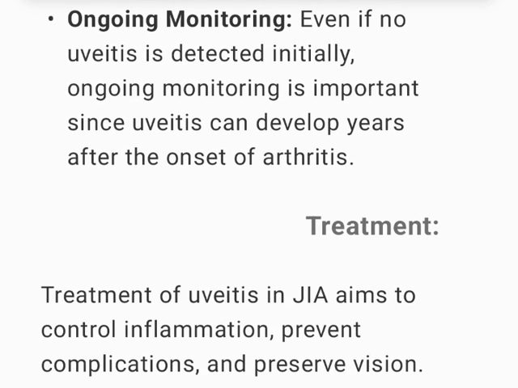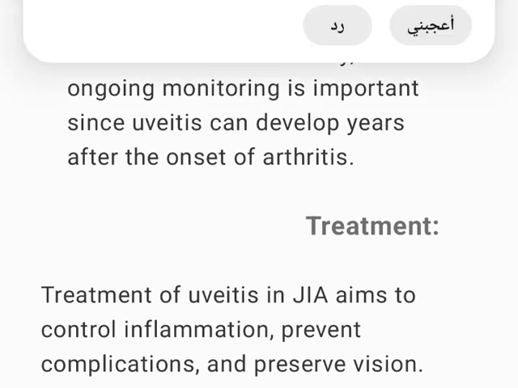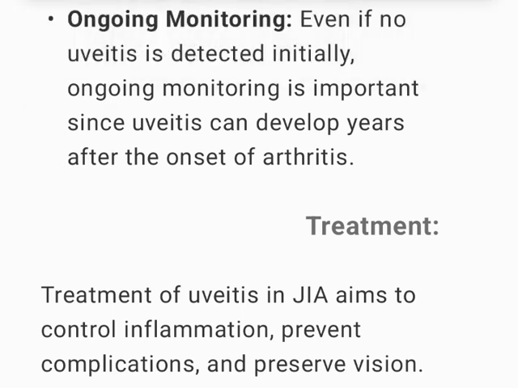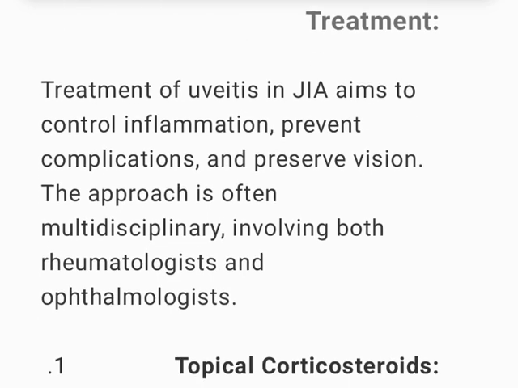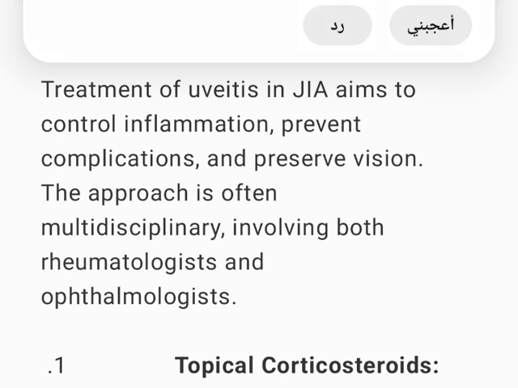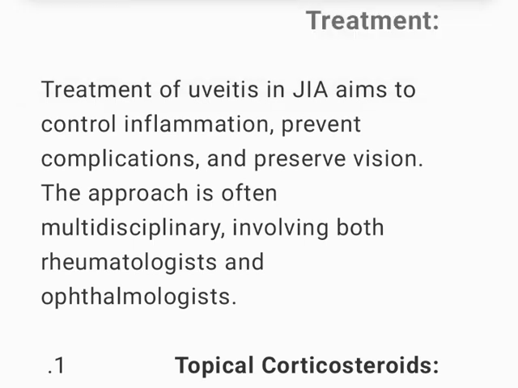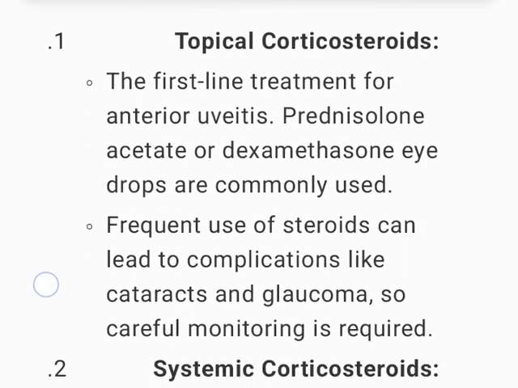Ongoing monitoring. Even if no uveitis is detected initially, ongoing monitoring is important since uveitis can develop years after the onset of arthritis. Treatment. Treatment of uveitis in JIA aims to control inflammation, prevent complications, and preserve vision. The approach is often multidisciplinary, involving both rheumatologists and ophthalmologists.